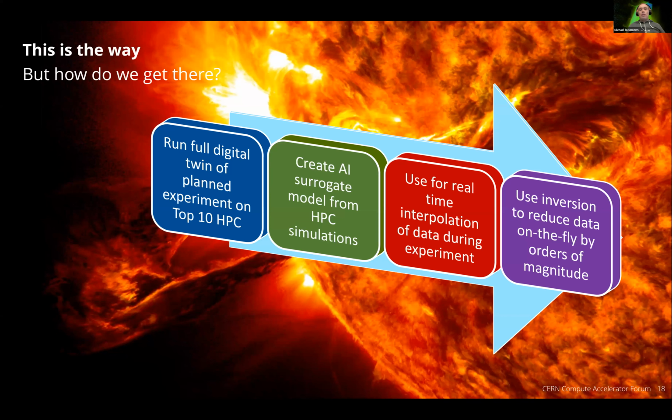So how do we get there? We start with the full digital twin of a planned experiment on the top 10 supercomputers. I think the only way to go forward is to create AI surrogate models from those, and of course from the data we get from experiments. We need to have real-time interpolation of data during experiments, so real-time knowledge extraction in the end. And of course, inversion to reduce the on-the-fly data by orders of magnitude in the end.